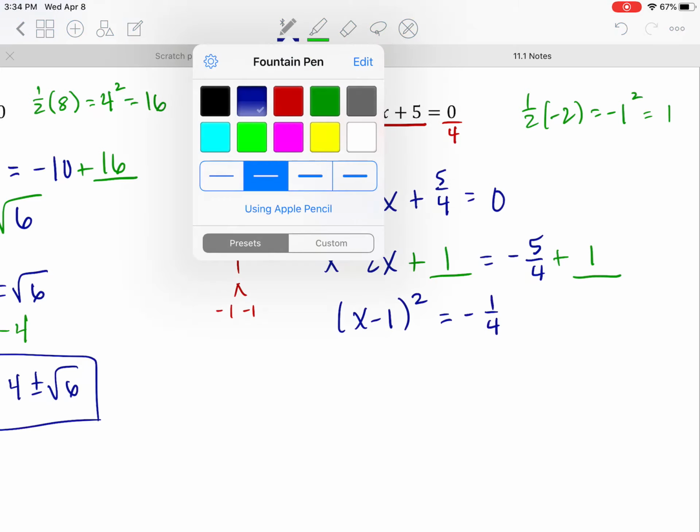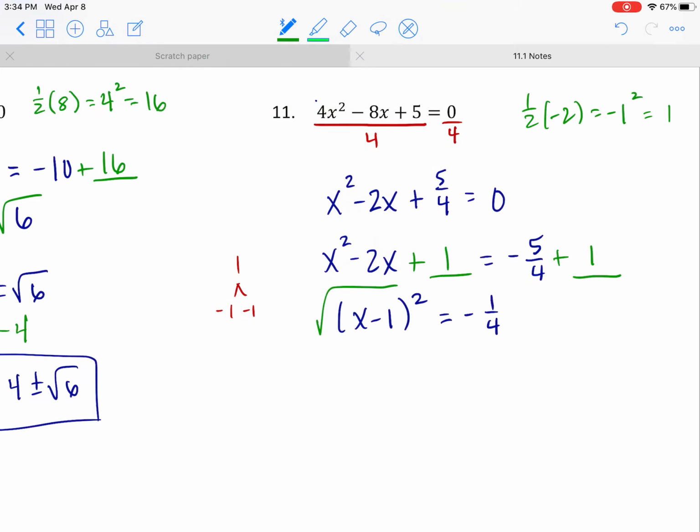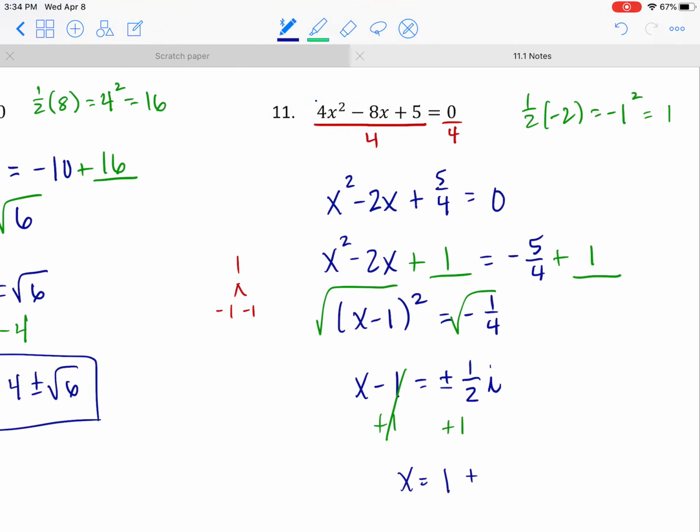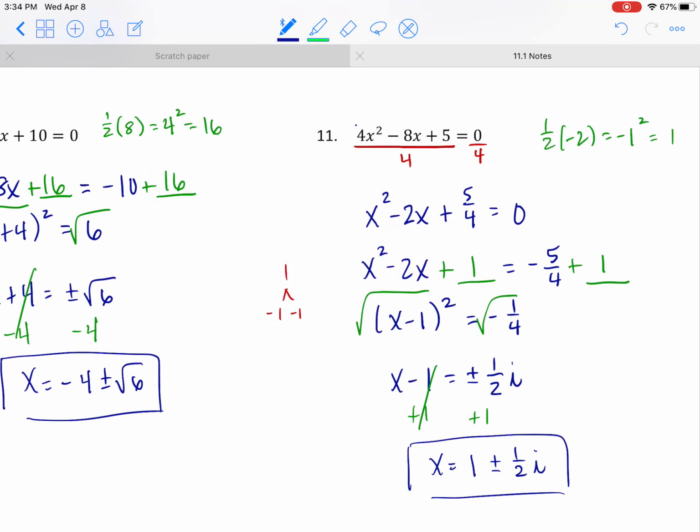And then on the other side, negative 5 fourths and 1. Feel free to use your calculator if you don't like fractions. Negative 5 fourths, and then if I add 1, it's going to be negative 1 fourth. So negative 1 fourth. And now I'm going to square root both sides. Square root, square root. x minus 1 comes down equal to plus or minus. The square root of 1 is 1, the square root of 4 is 2, and the negative makes it imaginary. Alright, and then my last step is to add 1. And so x is equal to positive 1 plus or minus 1/2 i.